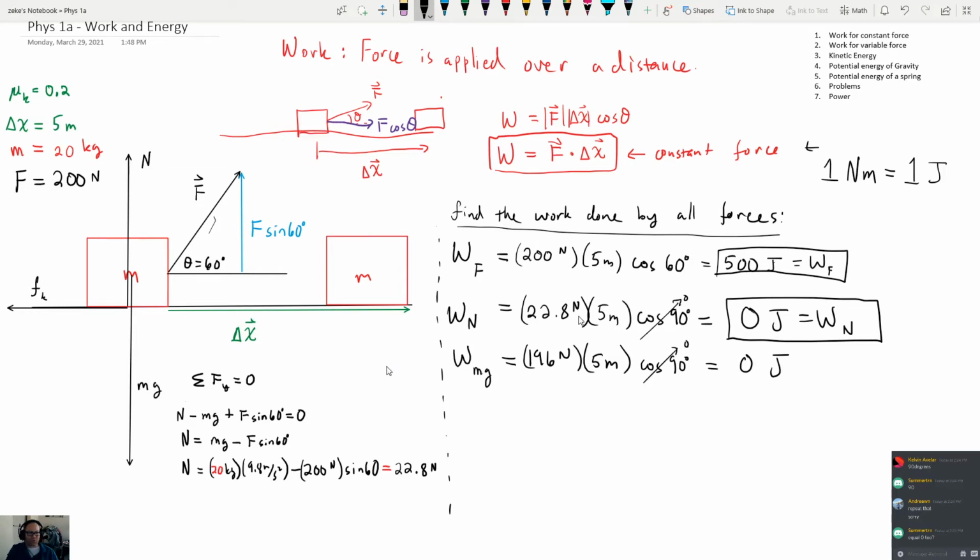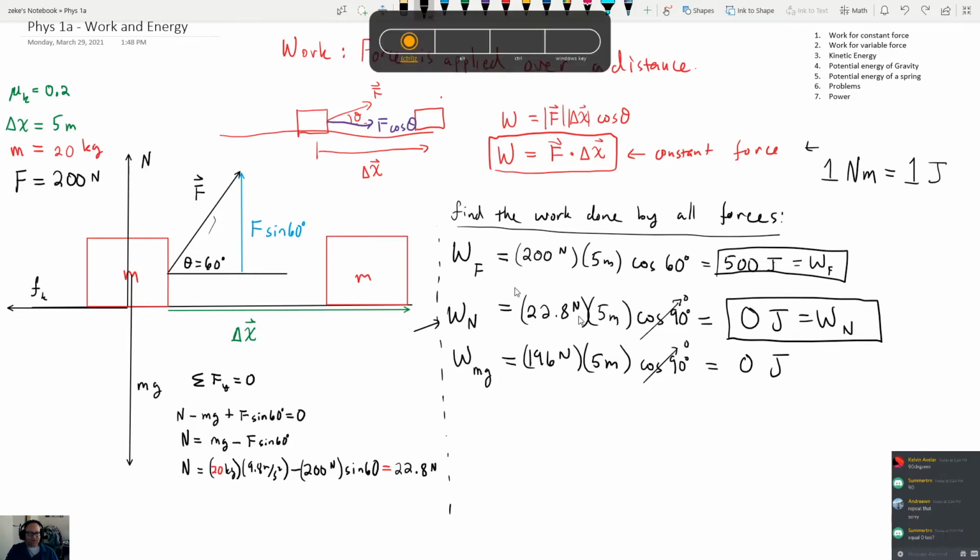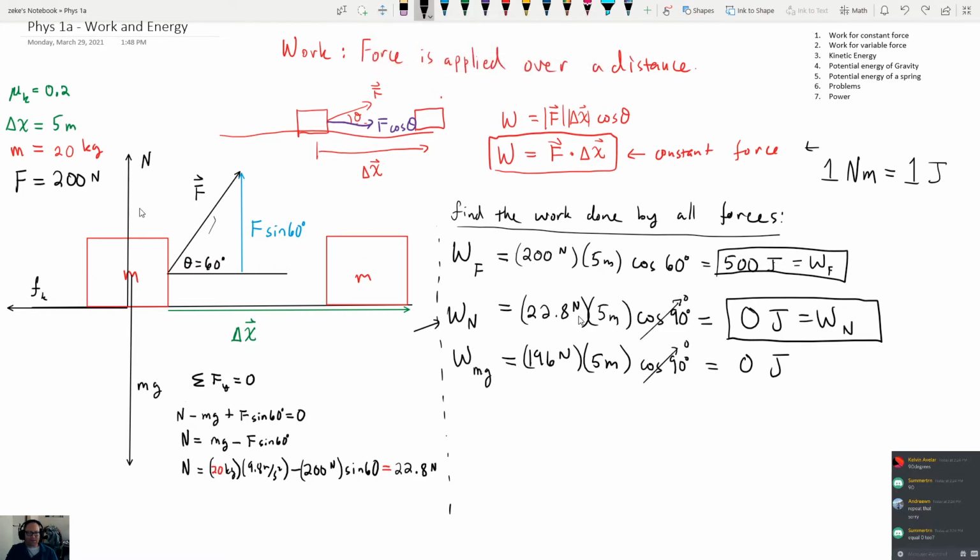It doesn't mean they won't do work in other problems, although I will say in general, the normal force pretty much never does work because it is almost always perpendicular to the path that something's moving along. Now, it could do work, for example, if you're lifting an object. That would be an example, but anyway. Often it'll be 0. Any vertical force will have work 0.